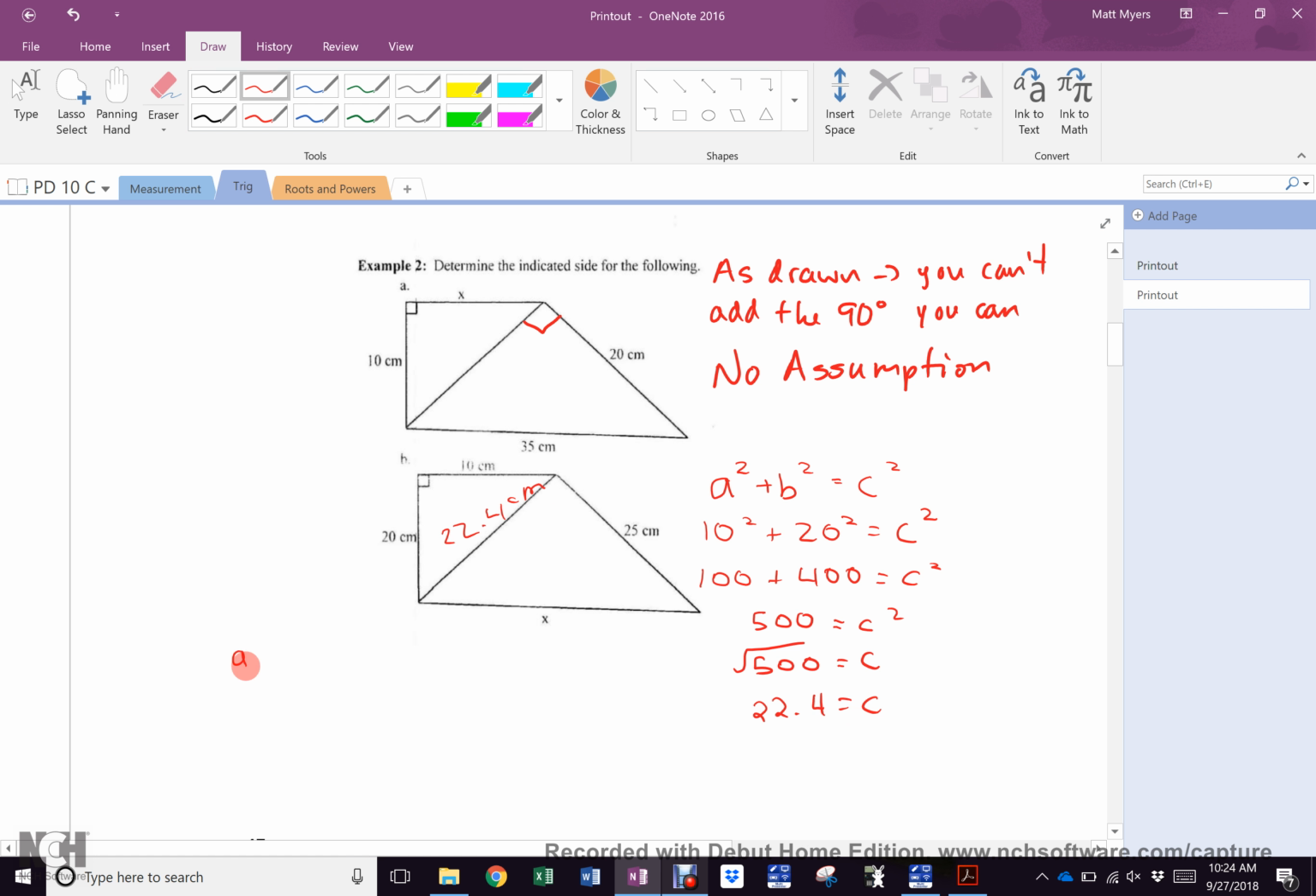Now I'm doing the other triangle. Why? Oh, what do you mean you can't? It's not right. It's not a right angle, honey. I can't just add the right angle?